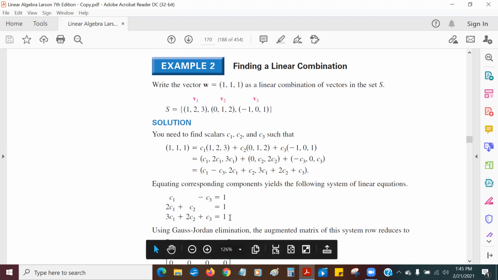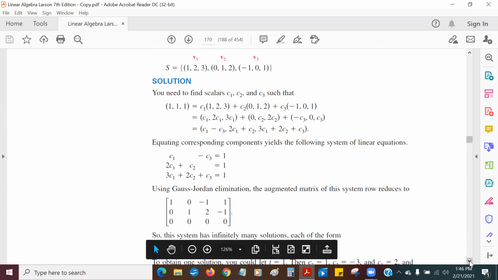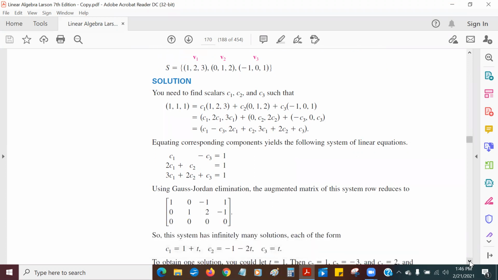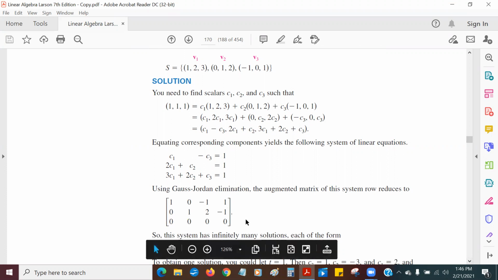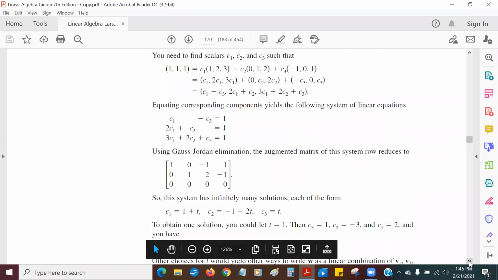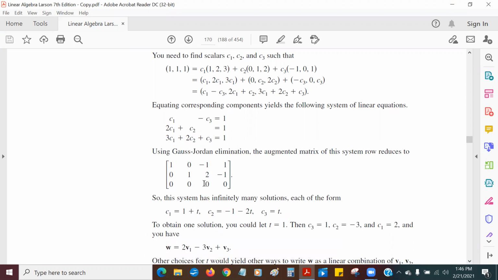And now if we use Gauss-Jordan elimination, one of our lovely things that we enjoy so much, this is what we get. So actually this system, not only is it possible to express 1, 1, 1 as a linear combination of those three vectors, but we see from the fact that there's a zero row here that the system is going to have infinitely many solutions. And we could parameterize it: we're going to call c3 t. That's generally the smart way to do it.